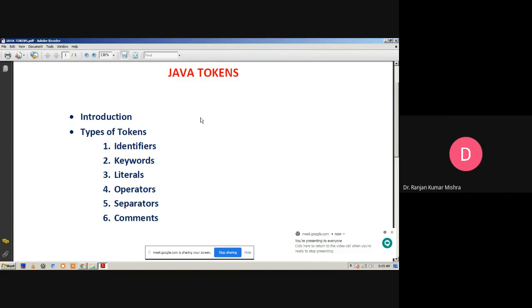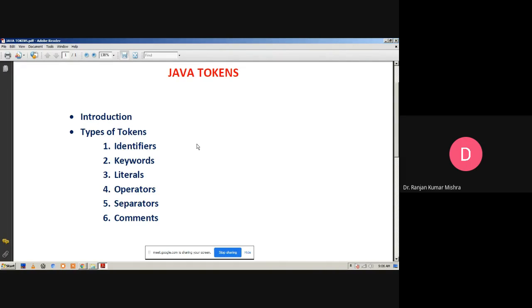Basically, first I want to introduce what we mean by tokens and the concept of tokens in different programming languages like C, C++, Java, .NET, etc. Now we discuss the tokens. Basically, a Java token is the smallest element of a program that is meaningful to the compiler.